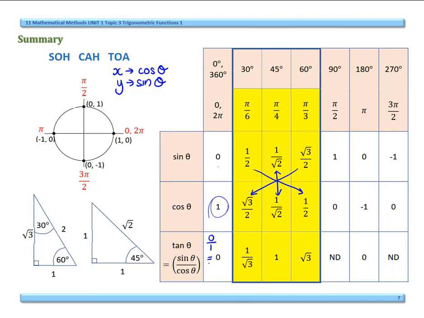which is 0. Going up to pi on 2, our x coordinate is 0, so cos of pi on 2 is 0. Sine of pi on 2, which is our y coordinate, is 1, and then tan would be 1 divided by 0, which you can't do, which is why it's not defined. Going around to pi, our x coordinate is -1, so cos of pi is -1, sine of pi is 0, and tan, which would be 0 divided by -1, is 0. Finally, down to 3 pi on 2, our x coordinate is 0, so cos of 3 pi on 2 is 0. Our y coordinate is -1, so sine of 3 pi on 2 is -1, and tan would be -1 divided by 0, which is not defined.